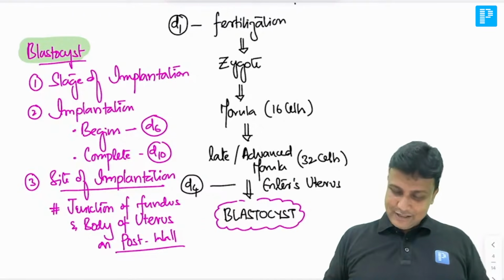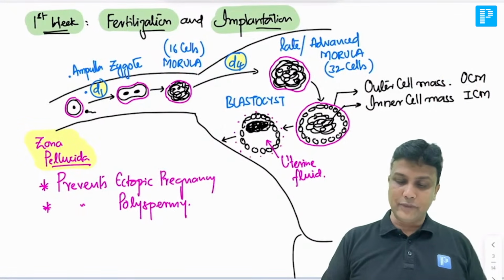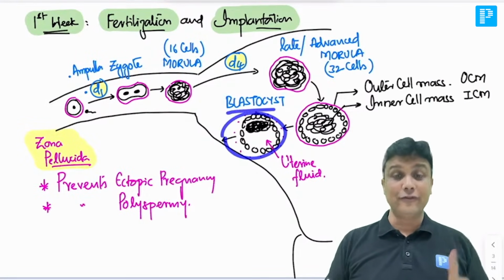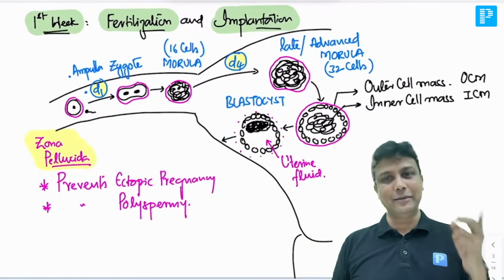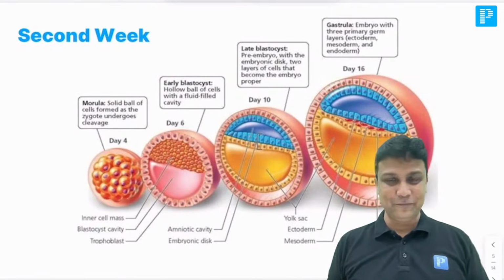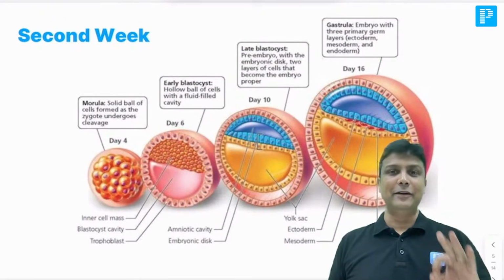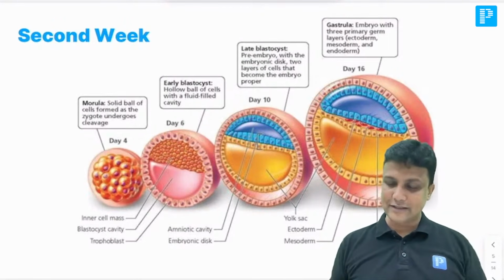Okay. So now, my dear friends, after completing the first week, the embryo is in which form? The embryo is in the form of blastocyst. Don't forget that. Now what will happen to this blastocyst next? Now we see in the second week. Now let's enter into the second week of development. In the second week, please remember there are so many changes taking place.